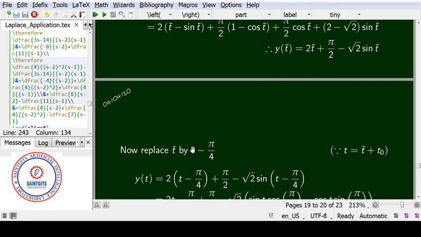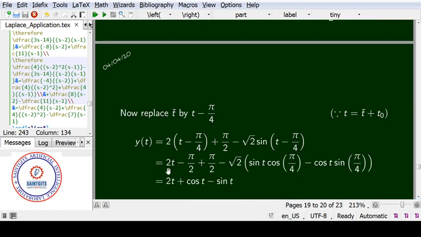Then 2 into (t minus pi by 4) plus pi by 2, there is no change to this pi by 2, minus root 2 into sin of (t minus pi by 4). So 2t minus pi by 2 plus pi by 2, minus root 2 into sin(t minus pi by 4). This is of the form sin(a minus b), which is sin a cos b minus cos a sin b. Here b is pi by 4, and both sin pi by 4 and cos pi by 4 are equal to 1 by root 2.